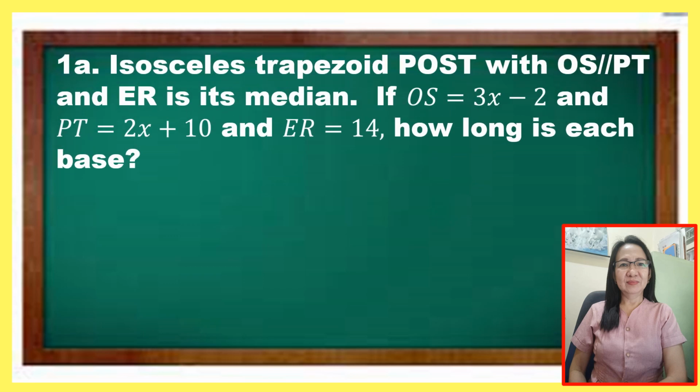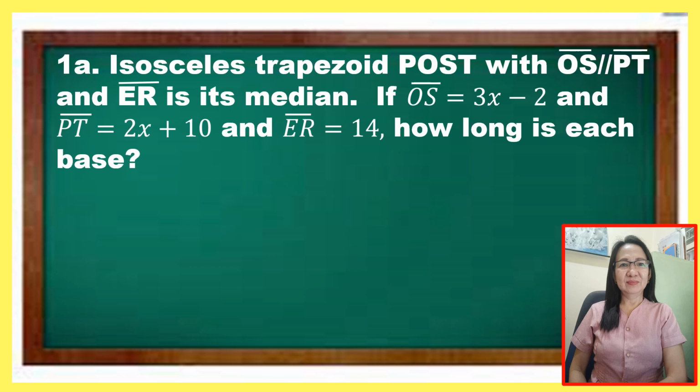So let us start solving problem about the trapezoid. Isosceles trapezoid POST with OS parallel to PT and ER is its median. If OS is equal to 3x minus 2 and PT is equal to 2x plus 10 and ER is equal to 14, how long is each base?